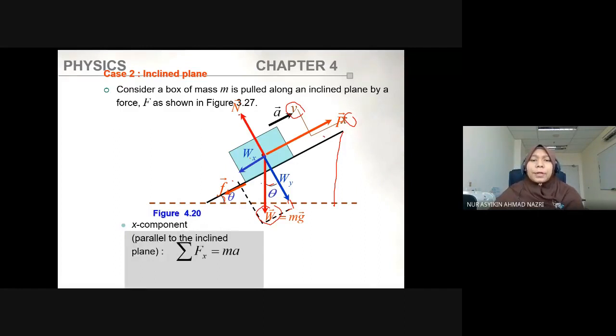Alright. So for net force X equal to MA. Again ada acceleration. So equal to MA. Alright. So for force, we have three forces on X axis. So consider all. So what's to the right minus to the left. So we get this equation. Okay, so we get this equation.